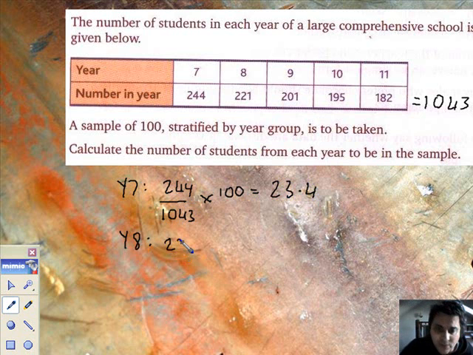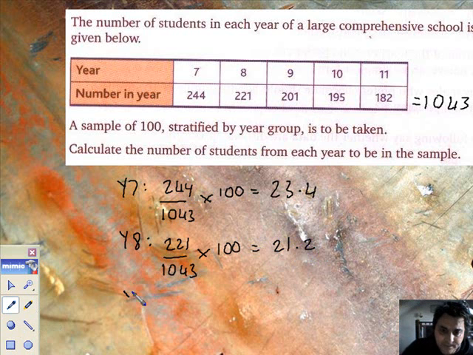Year 8's 221 all over 1043. Multiply that by 100. There we go. 221 divided by 1043 times 100. We need to be talking to 21.2 of them. We'll leave the 0.2 for now.